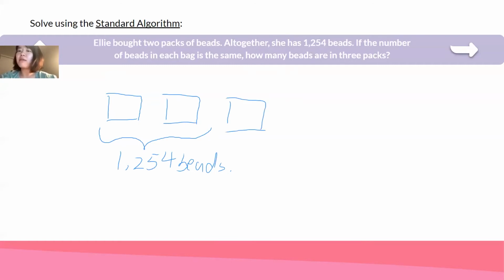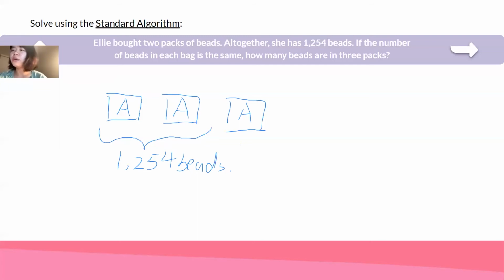And if the number of beads in each bag is the same, let me give a letter for the number of beads in each bag. Since they're the same, if I give a letter A for the number of beads in the first bag, it also will be letter A for the number of beads in the second bag, and also letter A for the number of beads in the third bag. Okay, so we're looking for letter A.